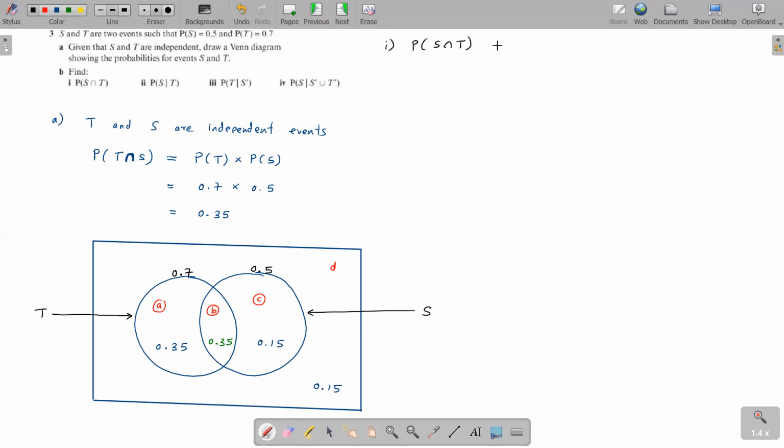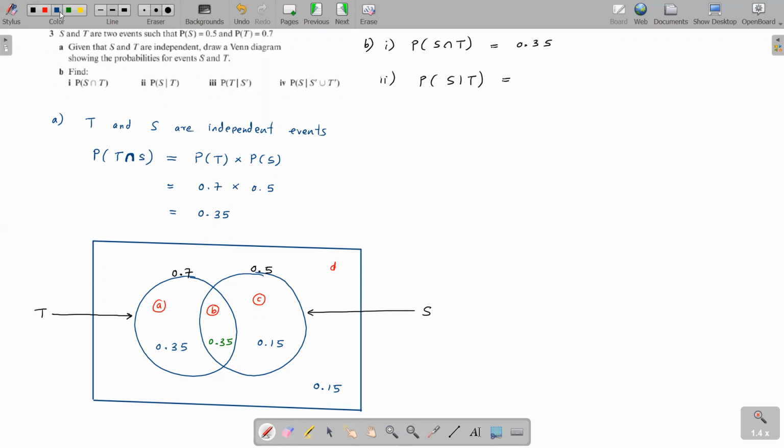Probability of S intersection T is done, right? S intersection D, actually we have found part B part 1. Okay, so we have found that, or we can just write it again. S intersection T is 0.35. That's all we've done. Roman number 2, probability of S given T.